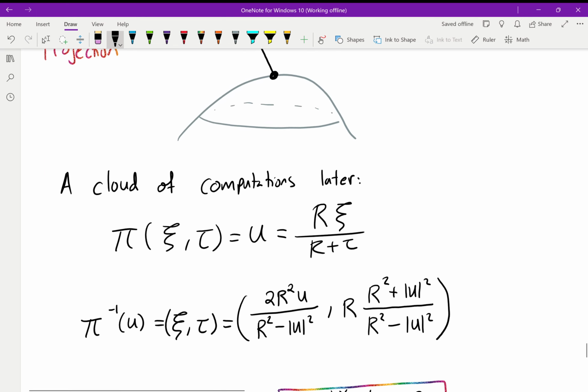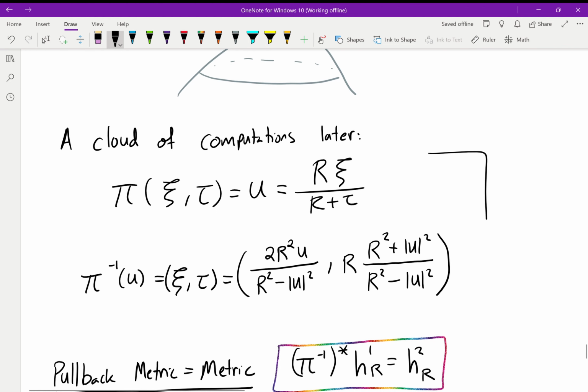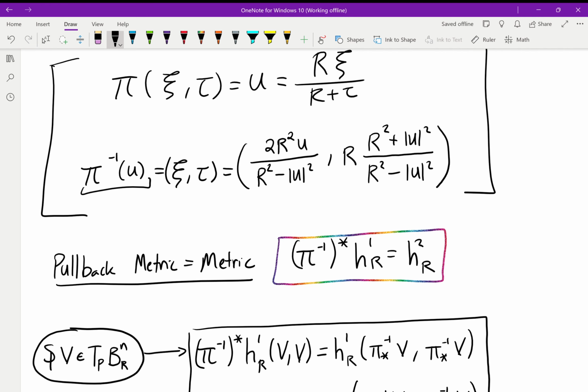And so a cloud of computations later, again, you can just do some equations of line stuff to show that these are some formulas that we can have to describe this map explicitly, where here pi denotes the hyperbolic stereographic projection. So now that we have that, and once again, this pi inverse here is going to be of particular interest. It does give us a local parameterization.